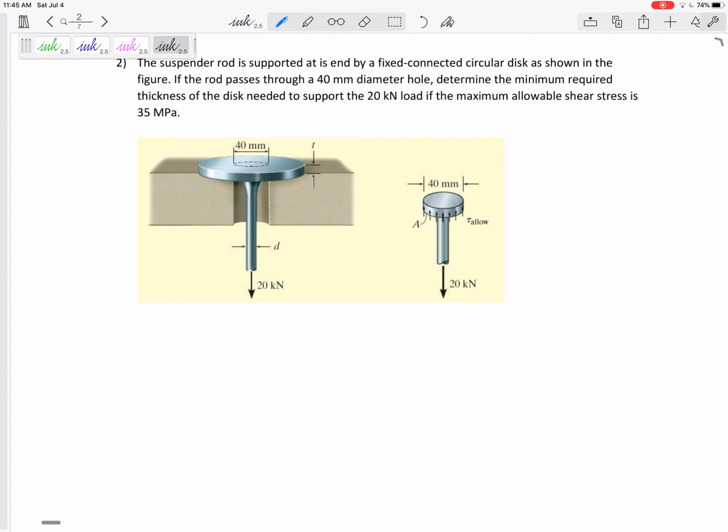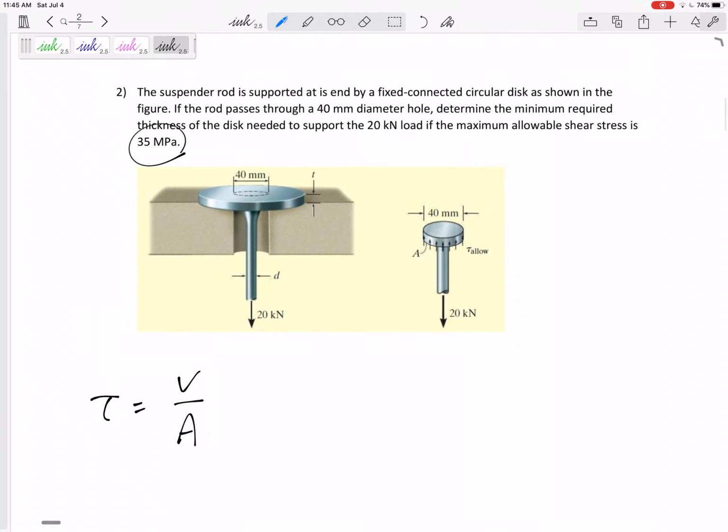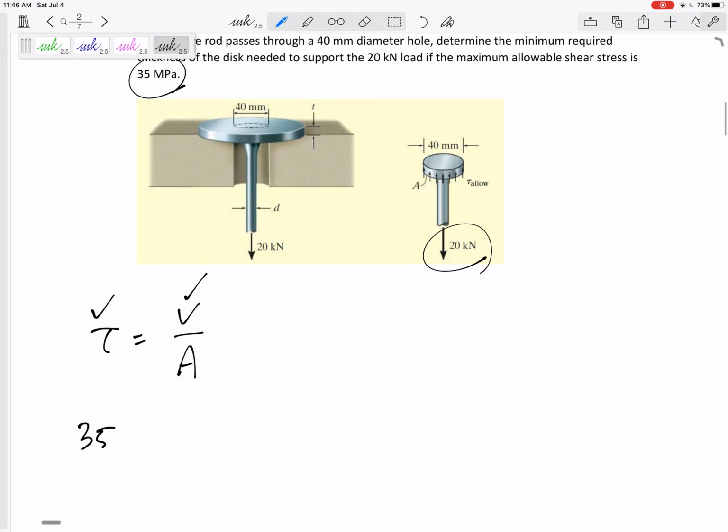All right? So, tau is V over A, very simple equation. In this equation, we actually were given tau. The V is 20 kilonewtons, and so here we need to figure out this area. This is the area, not necessarily a cross-sectional area, sometimes it is, but it's the area that it fails, the area that the shear force is acting. All right, so if this is 35 MPa, if the V is 20, I would do 20,000.